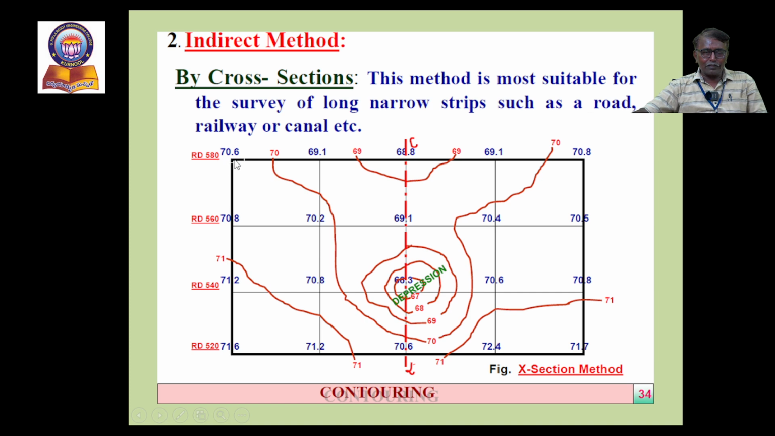Let us say here 70.6 and 69.1. In between them, there is a contour of 70. The 70 contour is plotted. Similarly, here also 71.2 and 69.1. In between them, the 70 contour is there. So joining all these points, you can obtain the contours. Here, contours are obtained: 69, 70 and 71. 3 contours are there. 71 is out of the drawing.